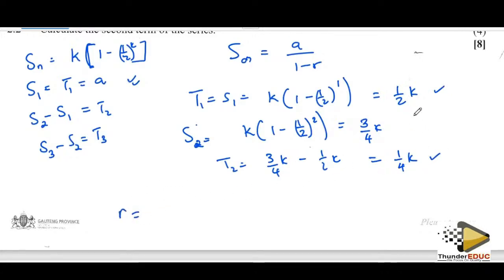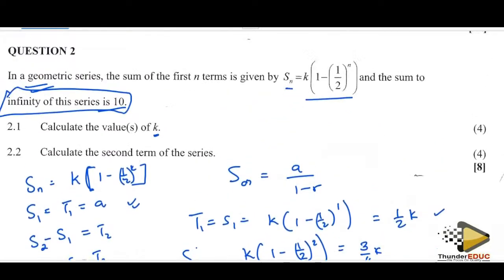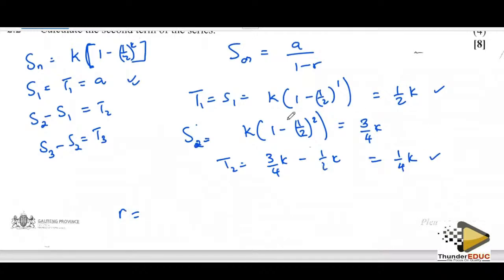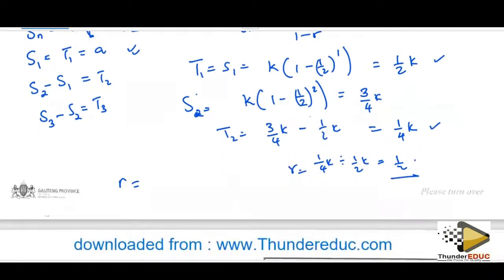What is my common ratio? So for the common ratio, I need to do this. If you get 1 over 4 K and then we divide it by a half K, we end up with a half. So the common ratio is constant, it's given to us, which is a half.